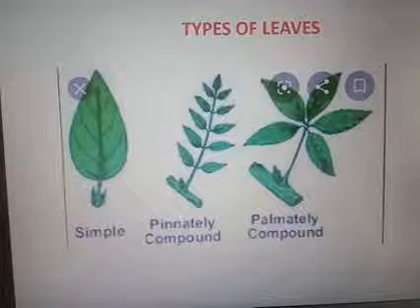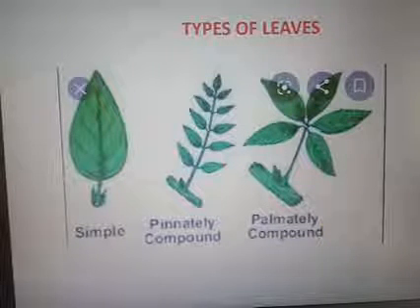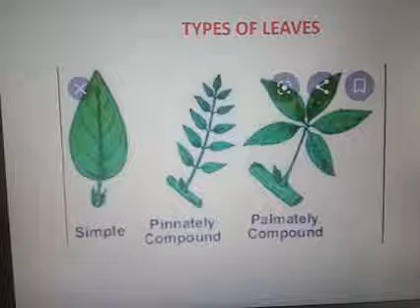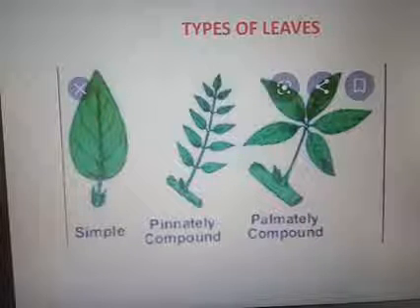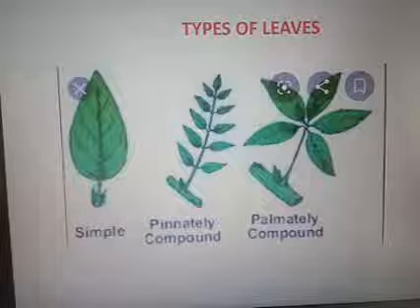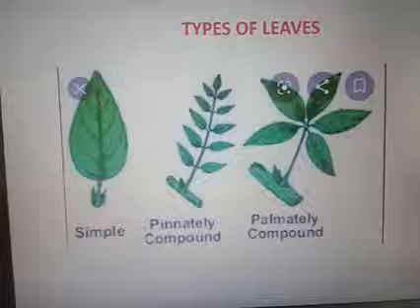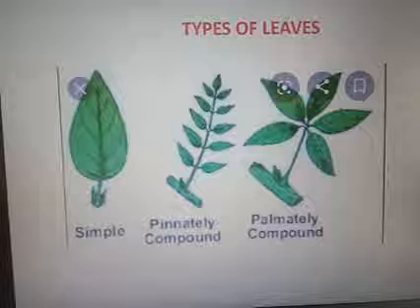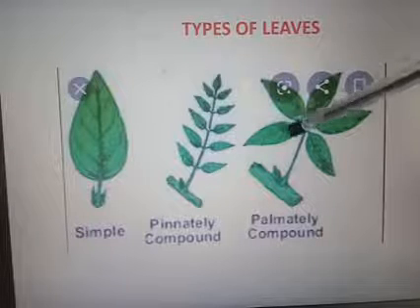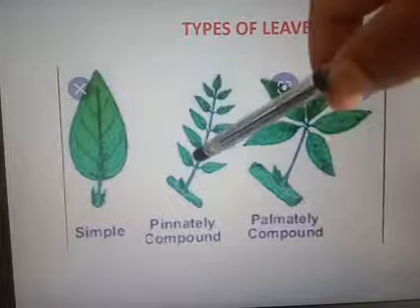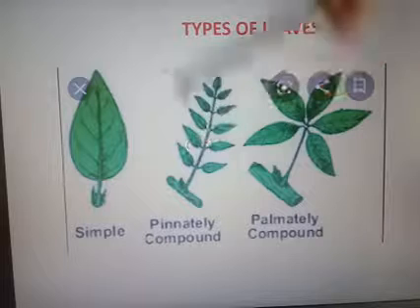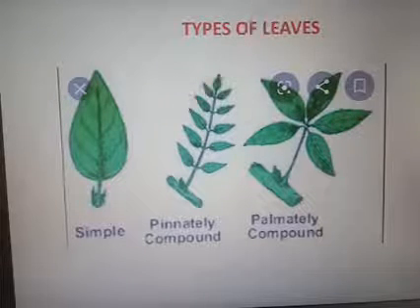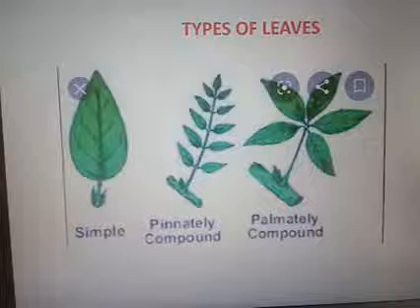The common stalk of the leaf is called rachis. The compound leaves are of two types, pinnately and palmately. The pinnately compound leaf is seen in neem, and the palmately compound leaf is seen in silk cotton. This is a palmately compound leaf, and this one is the pinnately compound leaf. Is it clear to you? I hope all these points are clear to you.